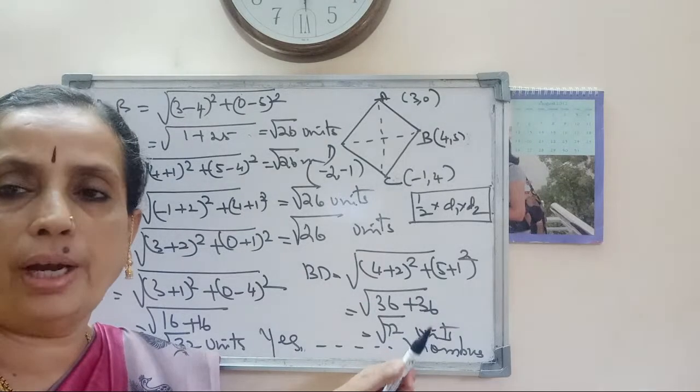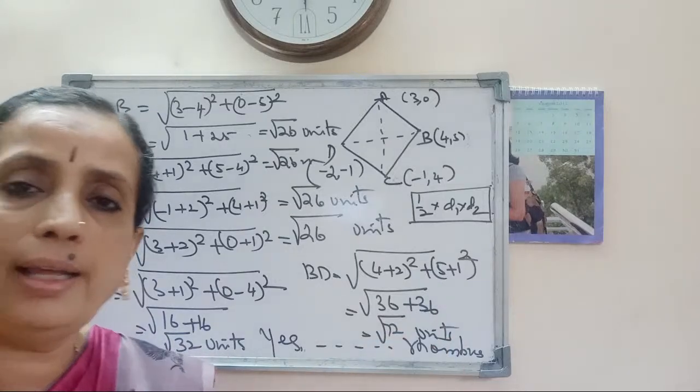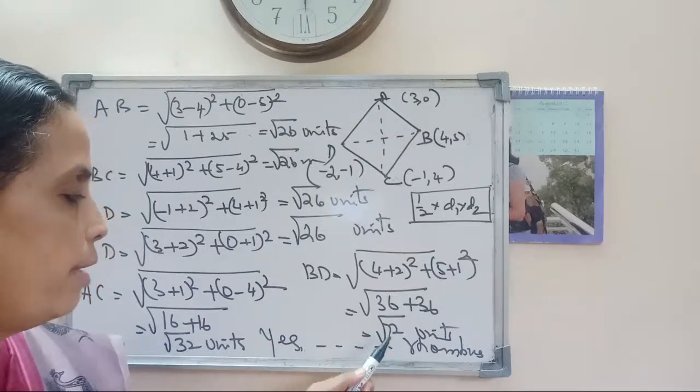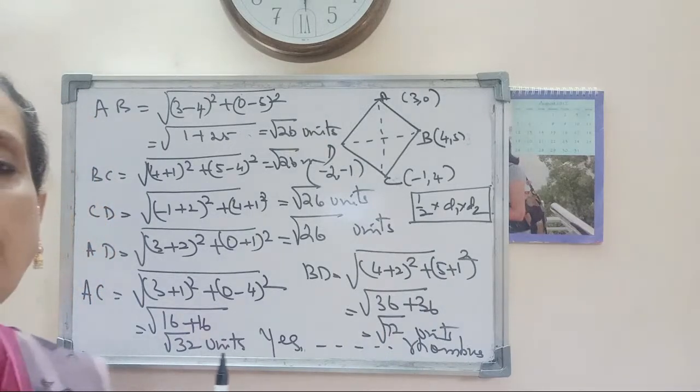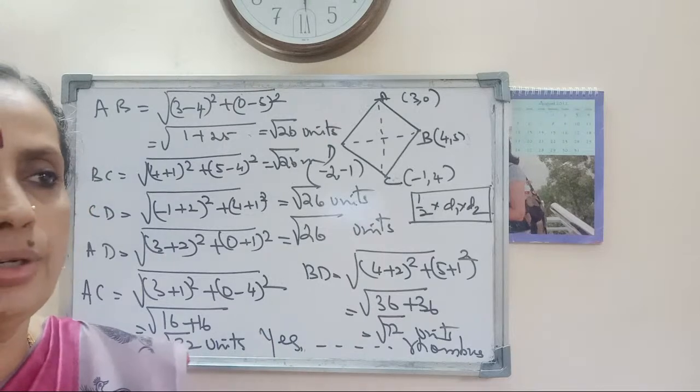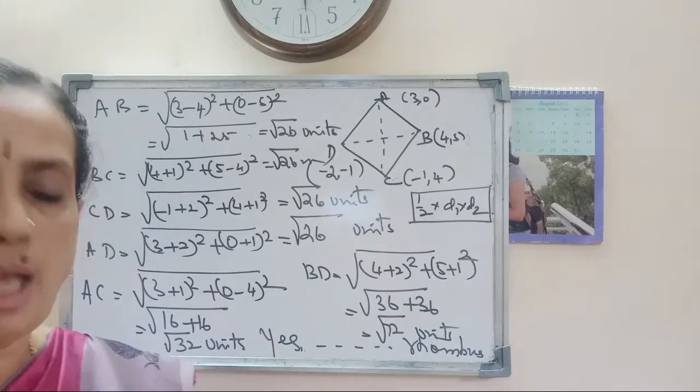I just concluded this. Calculate the area, then use this formula half into root 72 into root 32. You will get half into 72 into 32. So you'll get the final answer.